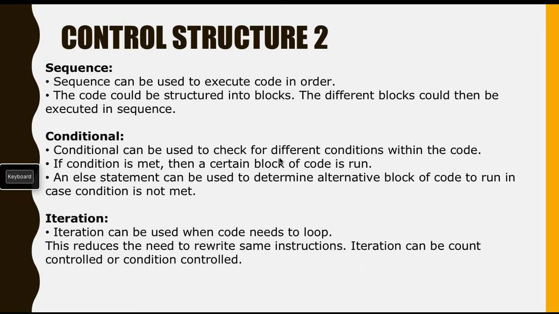The key point here is that we use a conditional to determine what block of code will be executed, depending on whether a condition is met or not. So if a condition is met, then we can execute a certain block of code. Or if that condition is not met, then we can also use an else statement to determine an alternative block of code that could run instead.